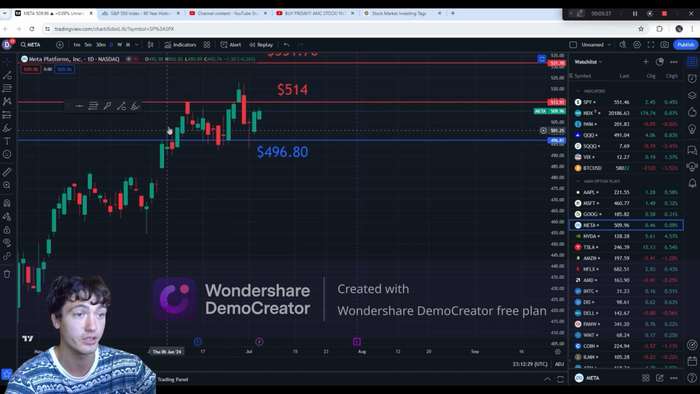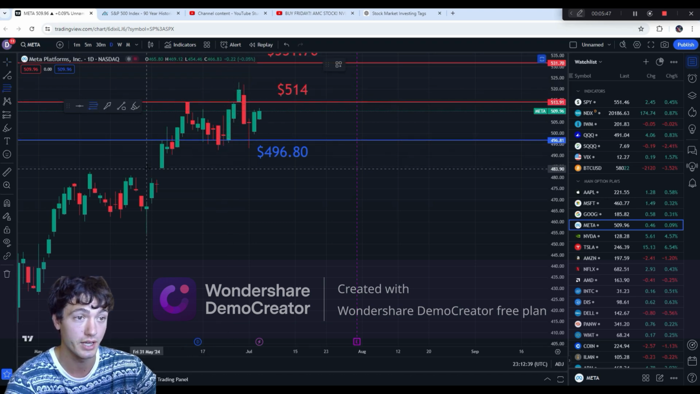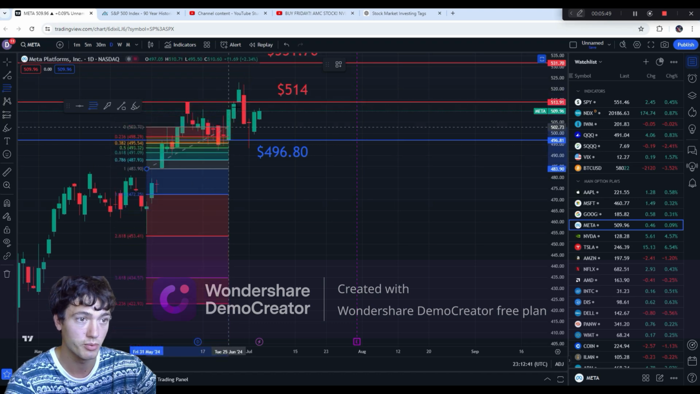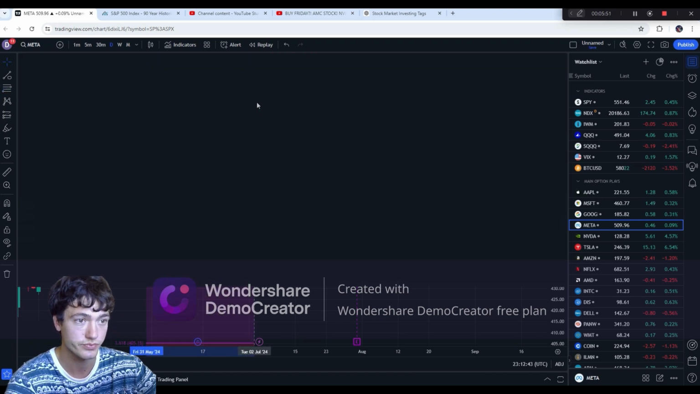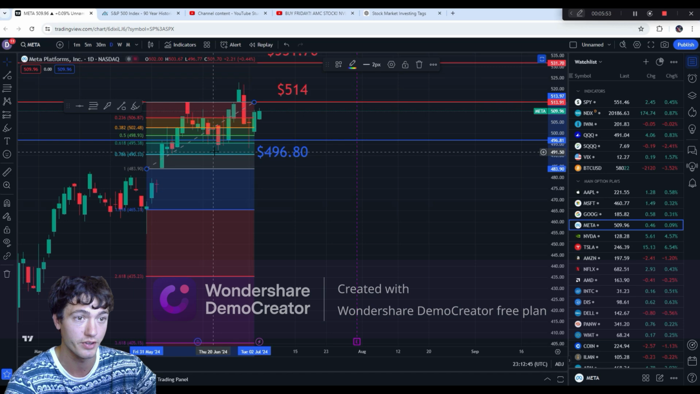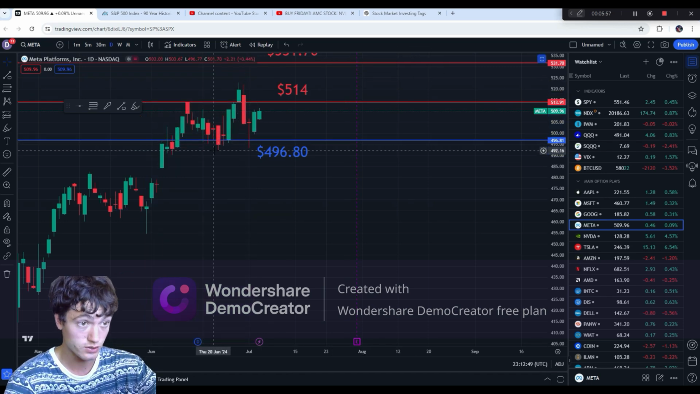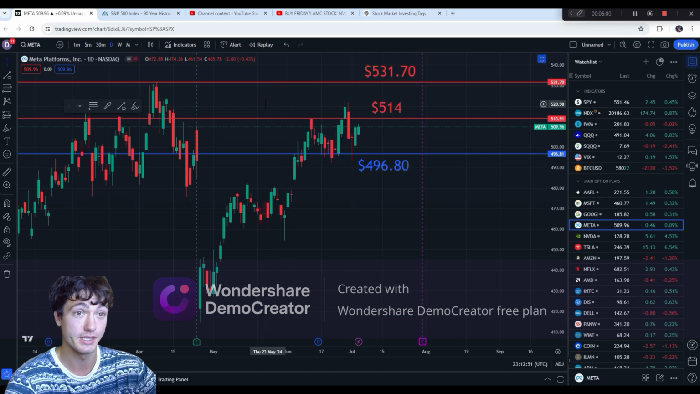And even down here, you see how Meta came down here? You could have got call options here on the downside and then taken profit once it hit this resistance here. We also see that on the Fibonacci, price came down to part of our golden level between 0.5 and 0.786. So that's what I'm seeing as support and resistances on Meta.